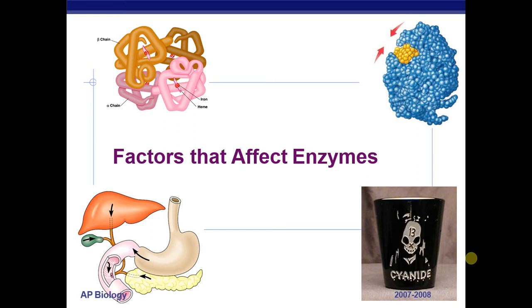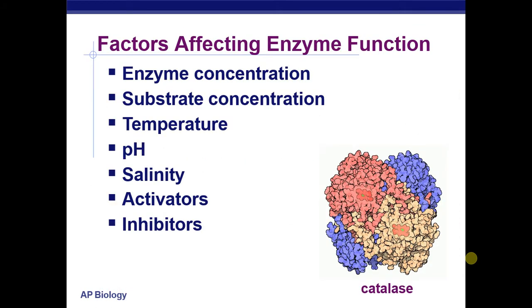Alrighty, so factors that affect enzyme function. These are the ones that I want to make sure that I go through with you. The enzyme concentration and the substrate concentration can both affect the rate of an enzyme catalyzed reaction, how quickly or how slowly the enzyme is able to completely turn all the substrate into product.